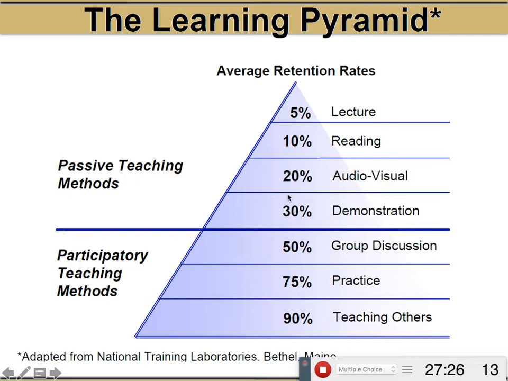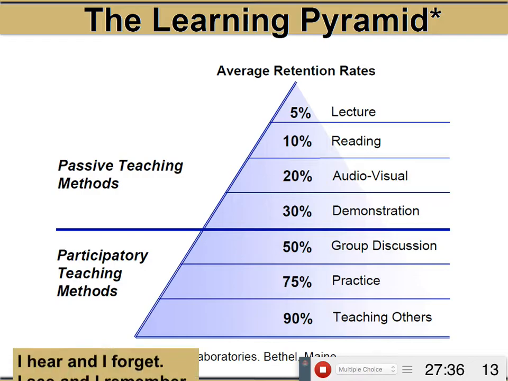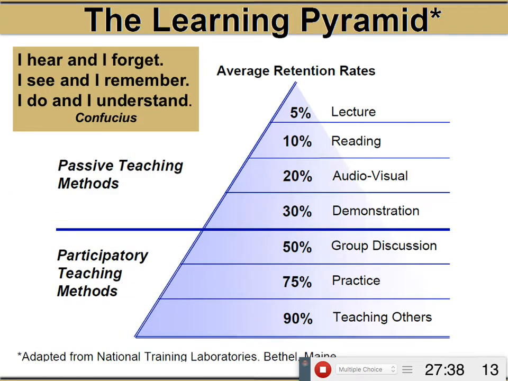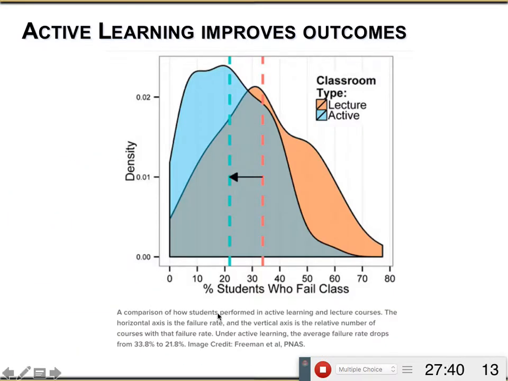Okay, so we're going to try and spend lots of our time down here in the group discussion and practice session of participatory learning methods, which increase your retention rate of material. So I want you to do stuff and remember. In various studies, and I'm not going to spend a lot of time on this, in people who actually go through this flipped classroom with active learning, the number of students who fail the class goes down. That is true in this class.